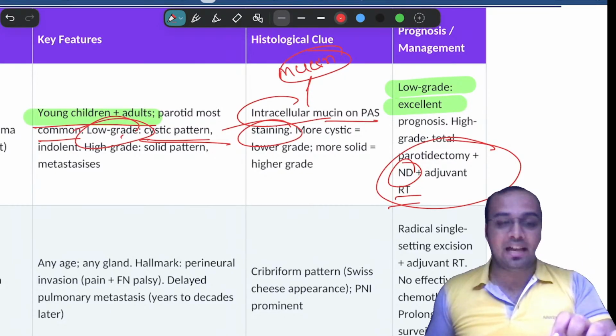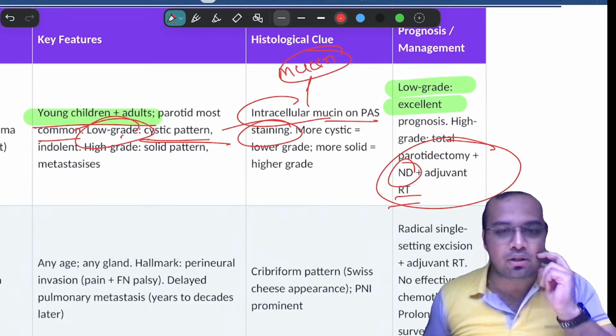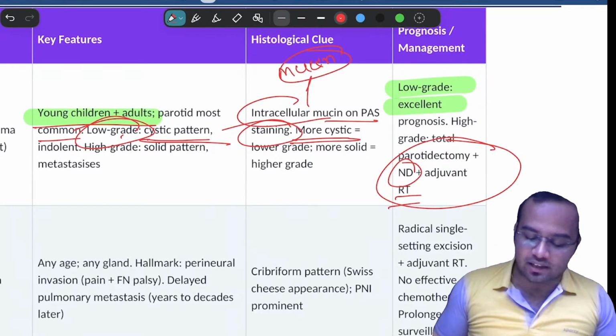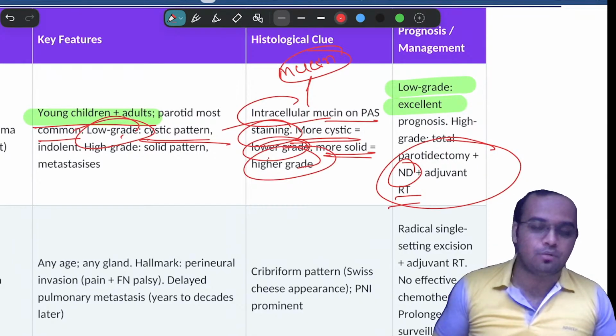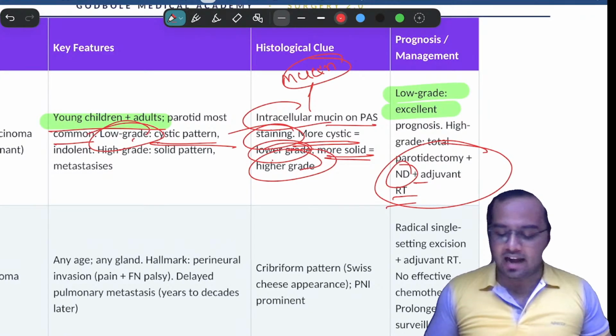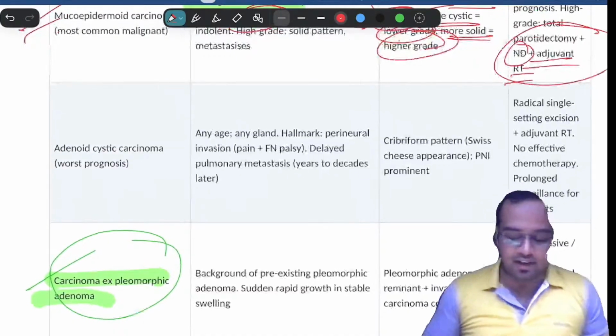So what I said, yes. If there is mucin in colonic cancer, it is a bad prognostic factor, but mucin in a parotid lesion is considered a good prognostic factor. More cystic component means low grade, and more solid means high grade. Always remember that low grade has excellent prognosis; in high grade we also have to give adjuvant radiation therapy, but it is one of the carcinomas with very good prognosis.